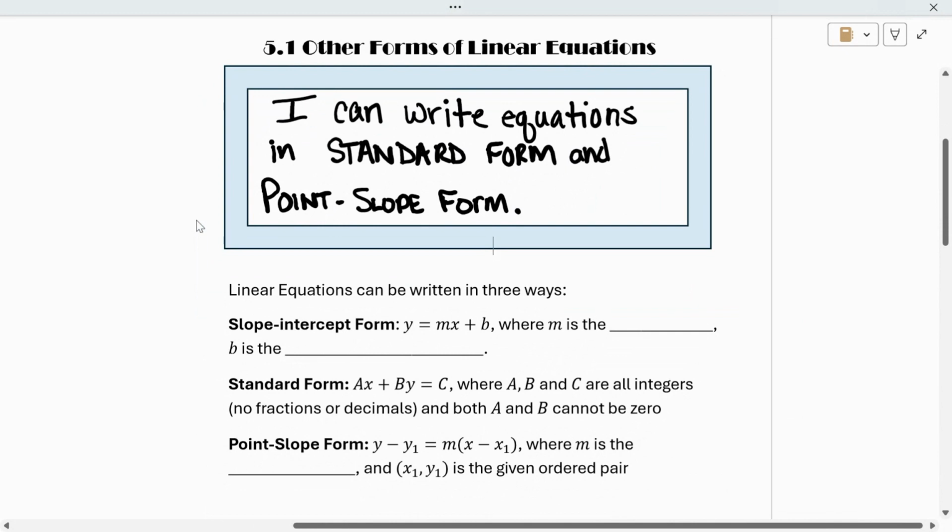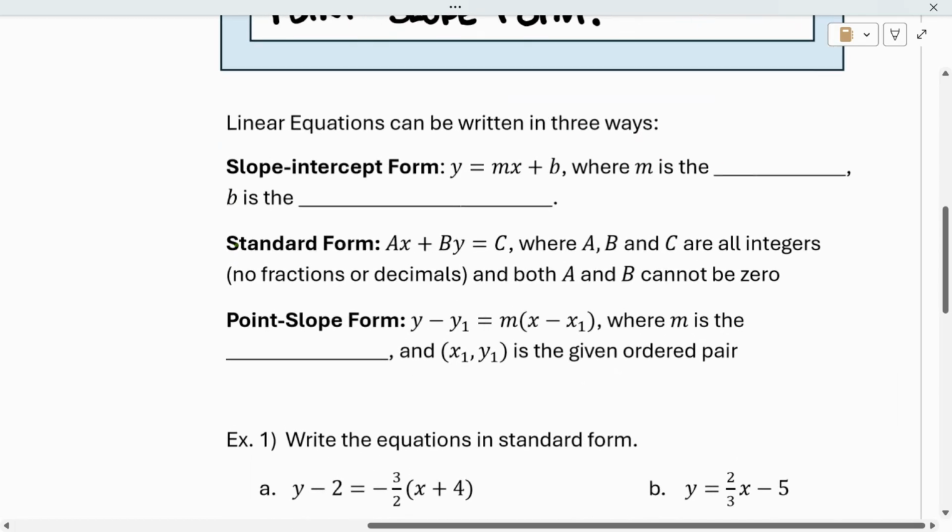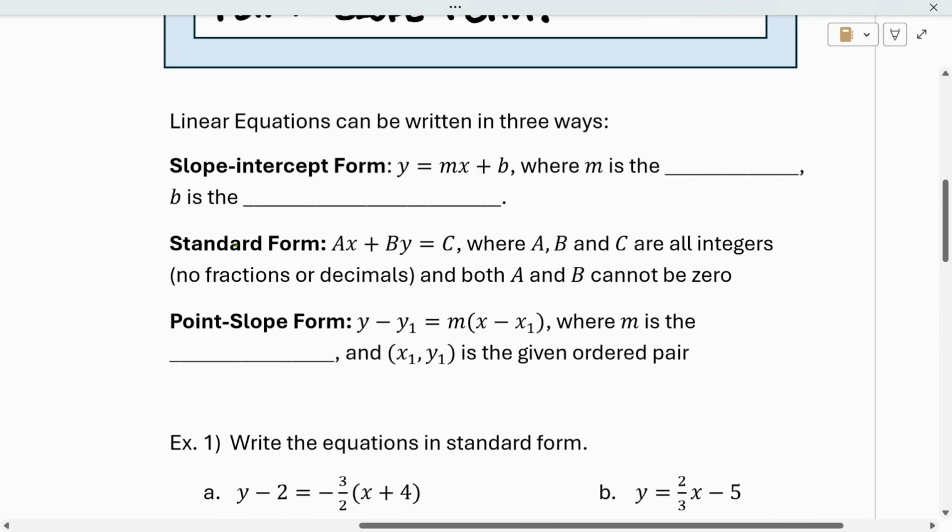So basically, we're going to learn two new forms, two new ways to write linear equations. You already know the first form, slope-intercept form. Slope-intercept form is y equals mx plus b, where m is what? Slope. M is the slope. How do I find the slope if I'm given two ordered pairs?